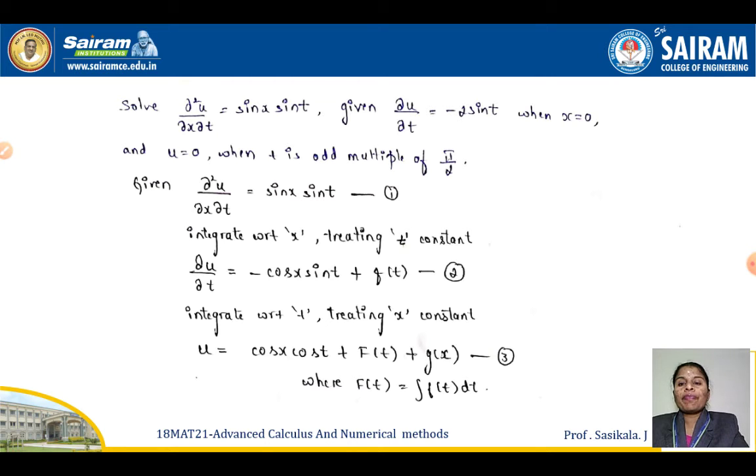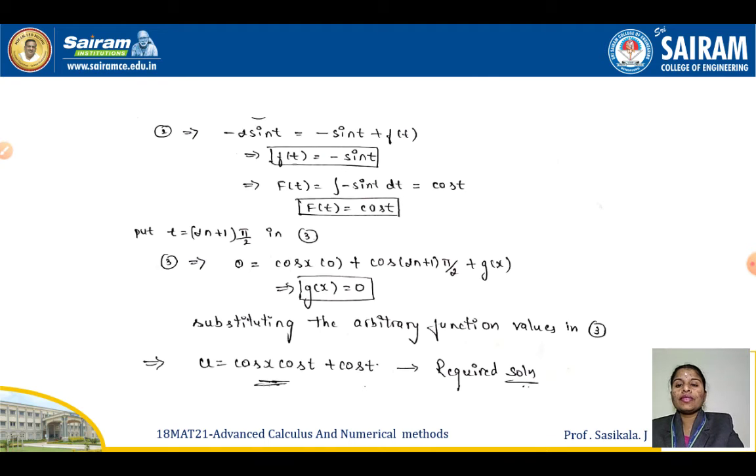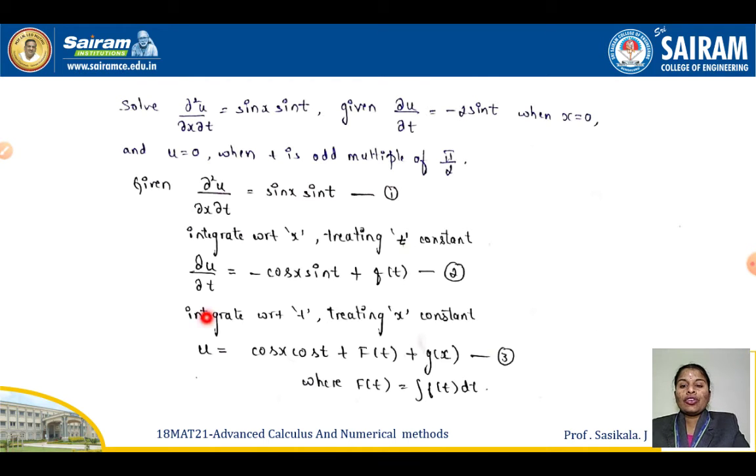So first integrate with respect to x, then t. Take the given equation as equation 1, integrate with respect to x treating t as a constant. Here x and t are there, so t is a constant when you integrate with respect to x. So I will get ∂u/∂t = −cos x sin t + f(t), because it's a constant. Make this equation 2. Why are we making equation 2? Because for ∂u/∂t we have to substitute the initial condition. Otherwise it's not necessary.